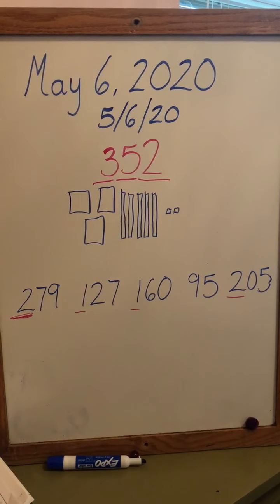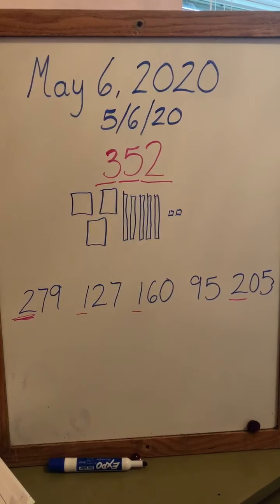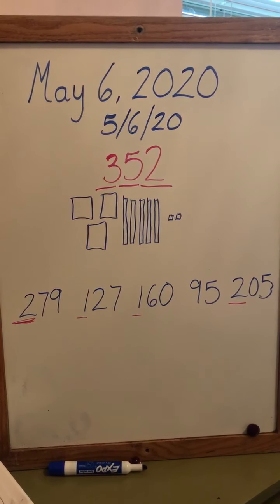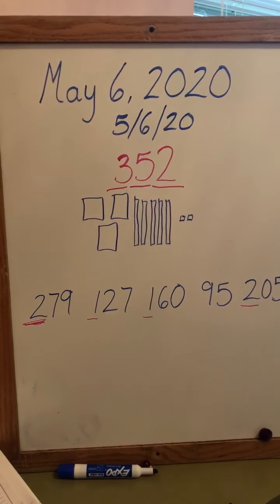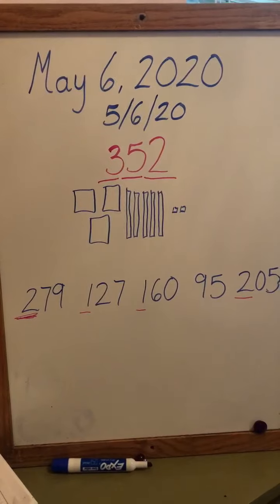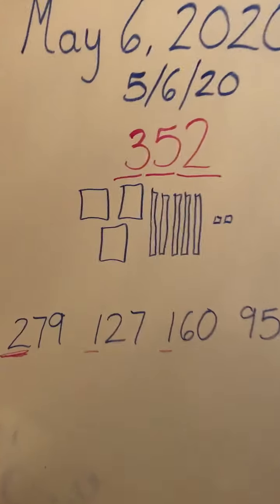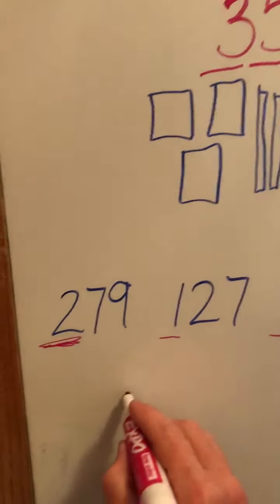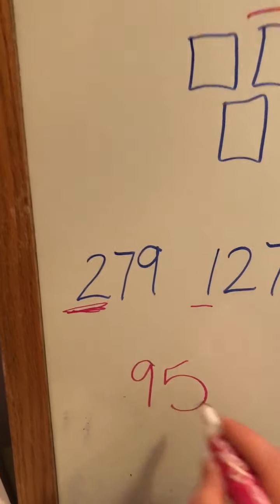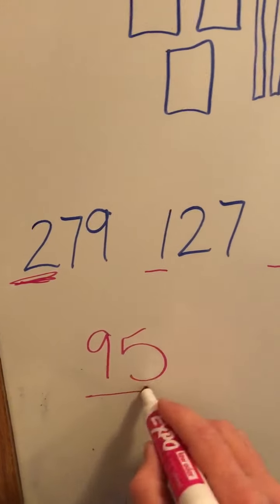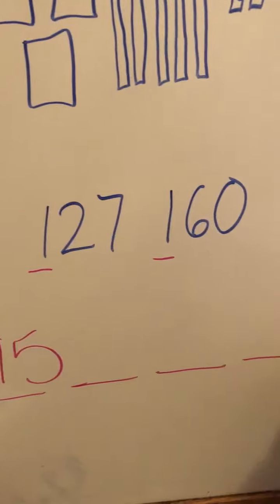I hope you're pointing to the 95, right? Because it doesn't even have a hundreds place. So we know that that is definitely our smallest number. So let's mark out the 95. I'm going to put that down here. Good. So we have 5 numbers. That is our first one.